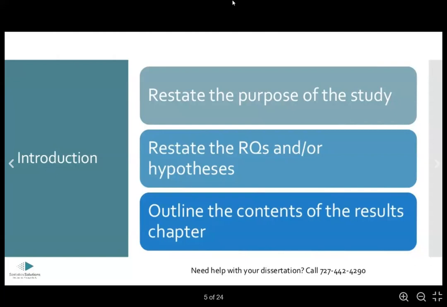And then think of this as looking backwards and looking forward. So you're reorienting them to everything you've already said, the what for this study, the research questions, and now you're going to give them a preview of what is going to be coming up in the chapter. To do that, you might just explain some of the subheadings that you're going to be writing about.